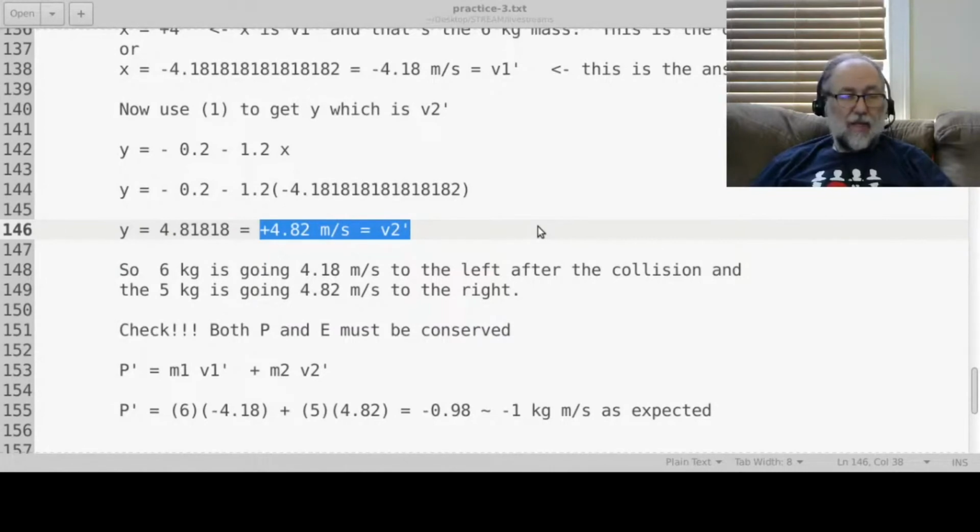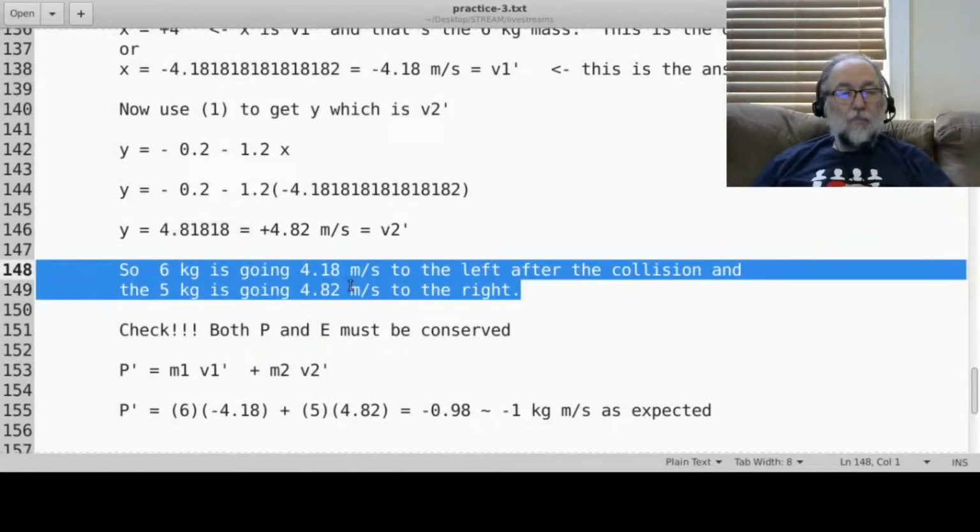Again, does that make sense? The 5 kilogram mass was moving in the negative direction, to the left, before the collision. It makes sense that it would be moving to the right after the collision, and it comes out positive. So now you've got the answer. The 6 kilogram mass is going 4.18 meters per second to the left, and the 5 kilogram mass is going 4.82 to the right.